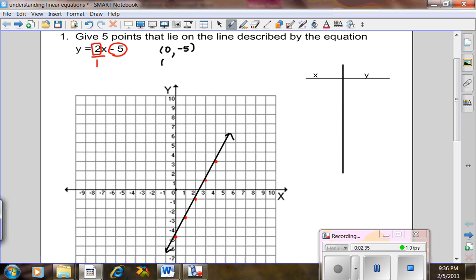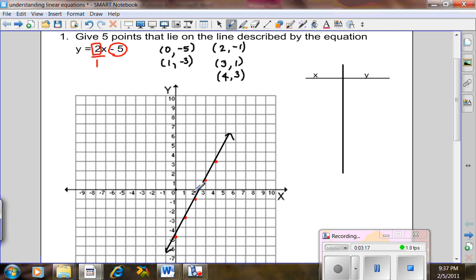I also had the point 1. It's right here. I went over 1 and down to 3. So that's 1, -3. There's another point on that line. I also have, if I go over 2 and down 1, I have the point 2, -1. I have the point 3, 1. I went over to the right 3, and I went up 1. And then my last point that I plotted was 4, 3. So all of those are good points, and we know that because we found our y-intercept and then we used our slope. So that's a possibility.